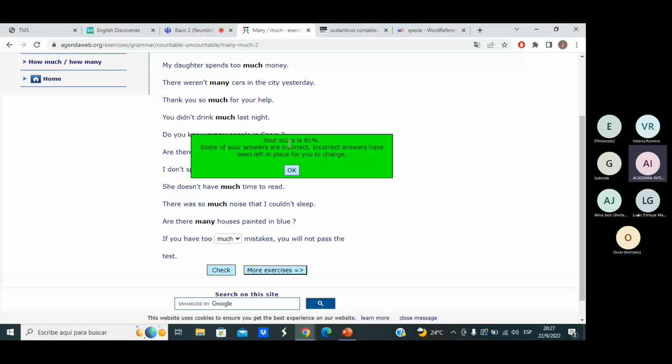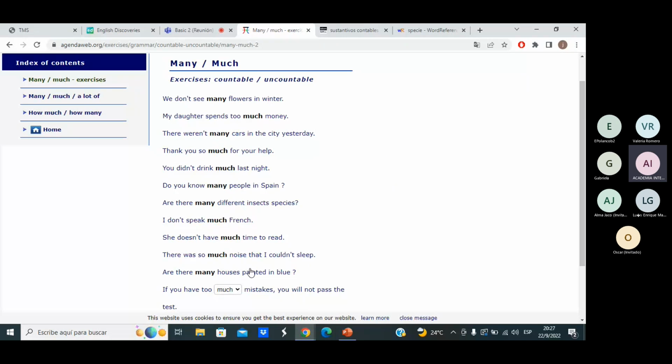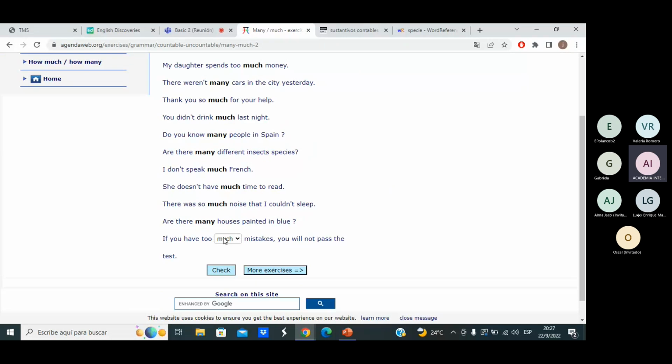And your score is 91%. Well, this one is incorrect. We have to use many because mistakes are countable. That word is countable, even though there is a letter S at the end. Mistakes.